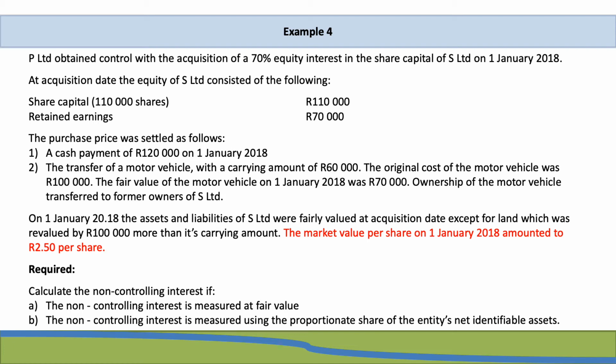So if we have a look at the required, first of all, we need to calculate the non-controlling interest if A, the non-controlling interest is measured at fair value. So we need to look then at the fair value of the shares. Or B, the non-controlling interest is measured using the proportionate share of the entity's net identifiable assets. So in other words, you're going to use the net assets and calculate what portion belongs to NCI. So let's have a look at the calculations.